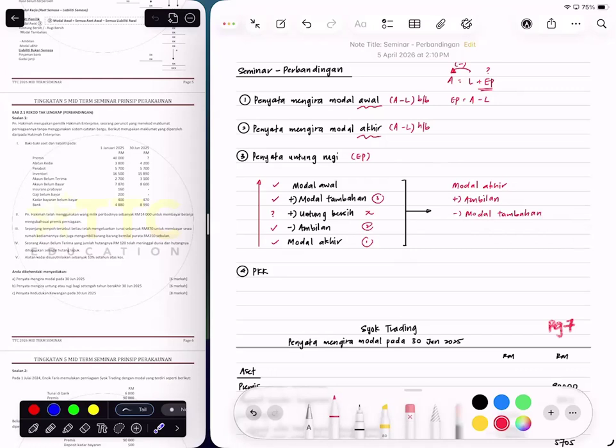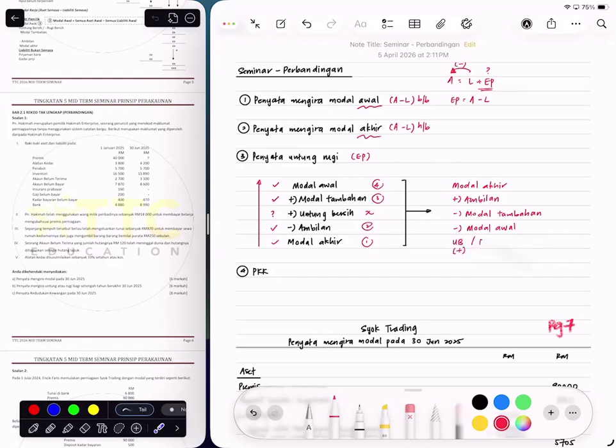And then you need to continue by modal awal, right? And previously, modal awal is together with the rest of the item. Means you need to add your modal awal. But now you need to reverse also, minus modal awal. Then you will get your final answer, untung bersih if you got positive.